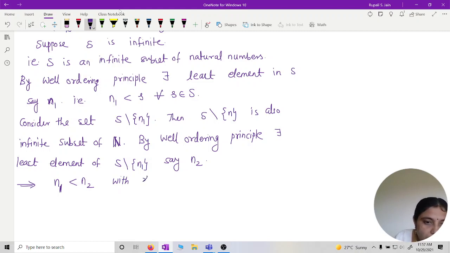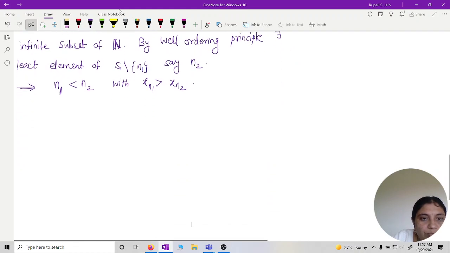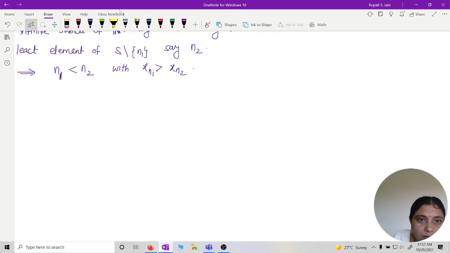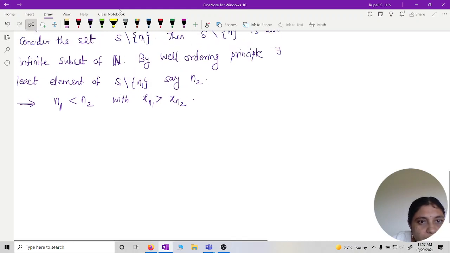So what is the relation between xn1 and xn2? It will be greater, right? Now again, what do I have to do? Now I removed one element from S and got a second natural number. Now again you remove two elements, then you will get n3. Are you getting this?